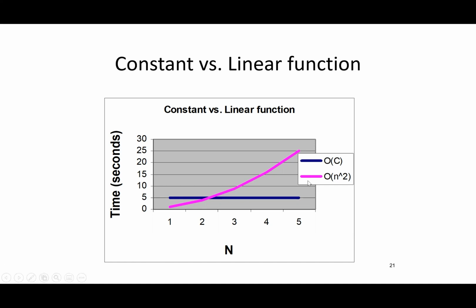But the second one, the pink algorithm, has big O of n power 2. N power 2 here means when your data size increases, the rate at which this algorithm increases in terms of time is n power 2. So you can see that when your n is 1, the time taken is very little, actually less than 5. But when your n becomes 2, it increases to almost 5. When your n becomes 3, it's 9, which is 3 power 2. 4 is 16, then 5 is 25.